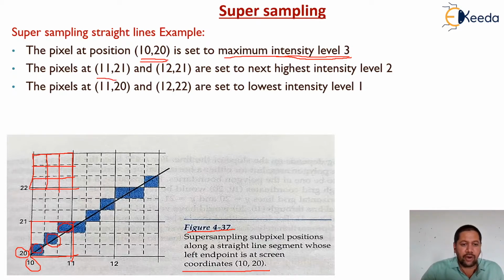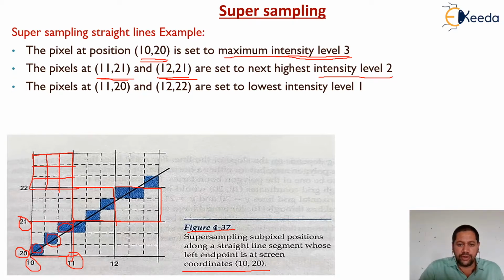The pixel at 11, 21 and the pixel at 12, 21. So 11, 21 means which pixel? I am talking about this particular pixel, shown at 11 and 21. And the other pixel is 12, 21. Now these 2 pixels, 11, 21 and 12, 21, are set to the next highest intensity level 2.